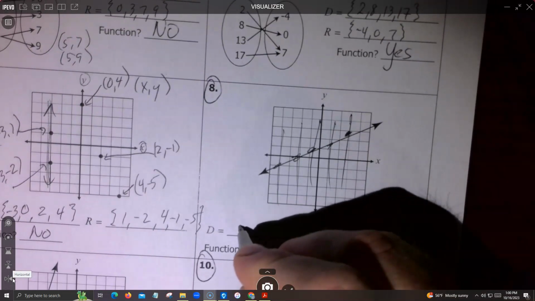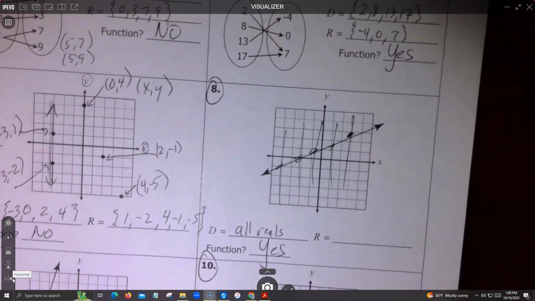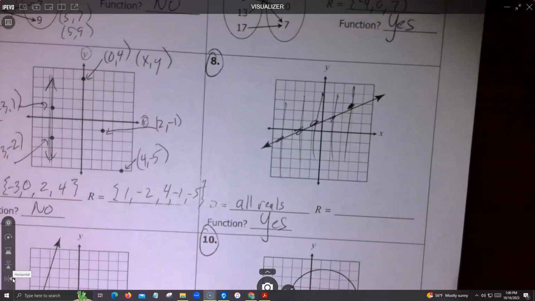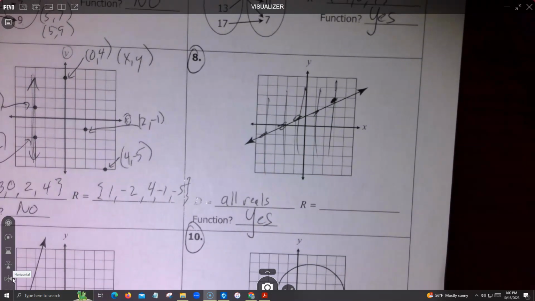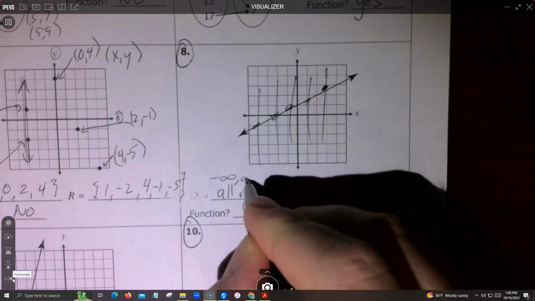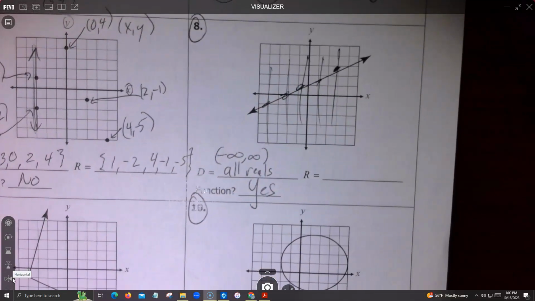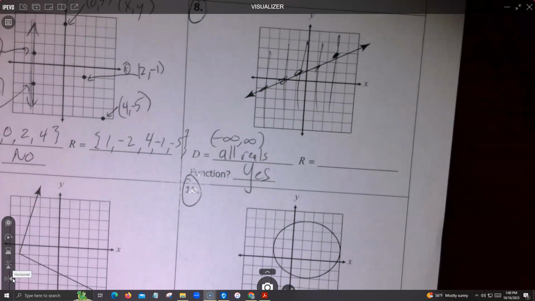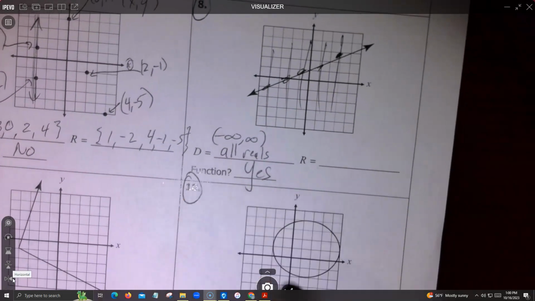So here you're going to write down all reals. Okay, all reals, which means all real numbers. It means you can pick anything. Okay. If we were doing our notation, remember, it would look like this. Okay, our interval notation would look like that. In fact, that would be a cool way to write it too, if you wanted to. If I ask you to write it that way, then you want to write it that way.